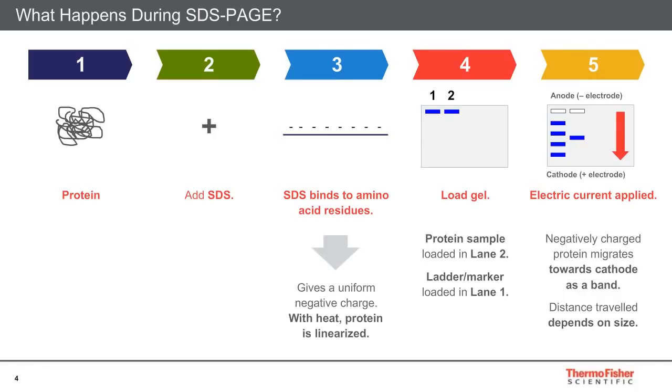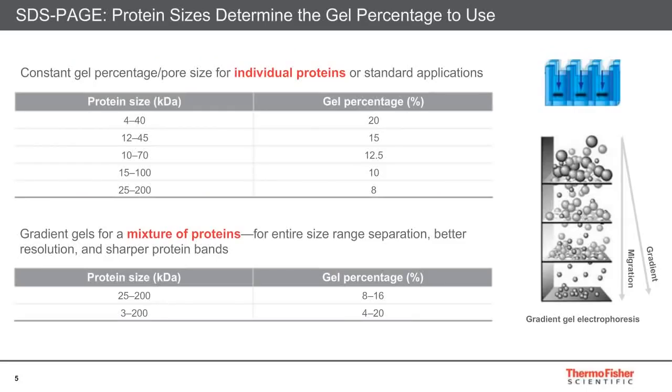This is a quick schematic of what happens during SDS-PAGE. Addition of SDS to the protein results in denaturing of protein, followed by uniform binding of SDS to amino acids, providing uniform negative charge. Heating of the sample prior to loading the gels results in uniformly charged linear protein in the sample buffer. Protein samples are then added on to the gel and electric current is applied that causes migration of negatively charged protein towards the positively charged cathode. The distance traveled by proteins is directly proportional to the size of the protein.